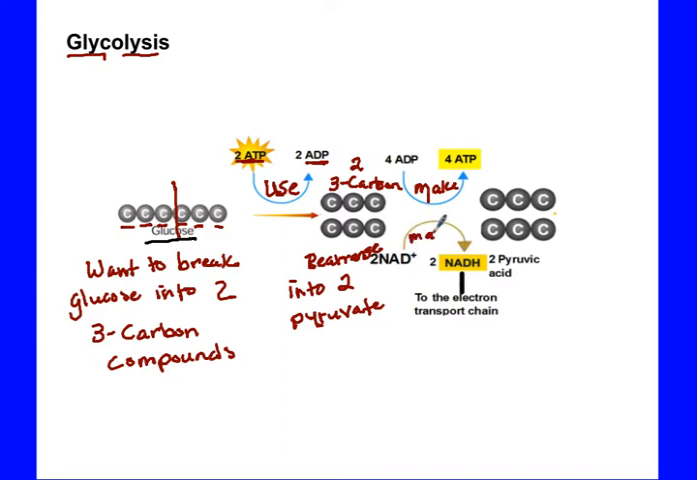So we're making these. We're going to take some of the hydrogens and connect them to our NAD plus molecule, and they're going to carry those hydrogens to the electron transport chain for us. Okay, so once we rearrange our 2 molecules, we will have pyruvic acid.